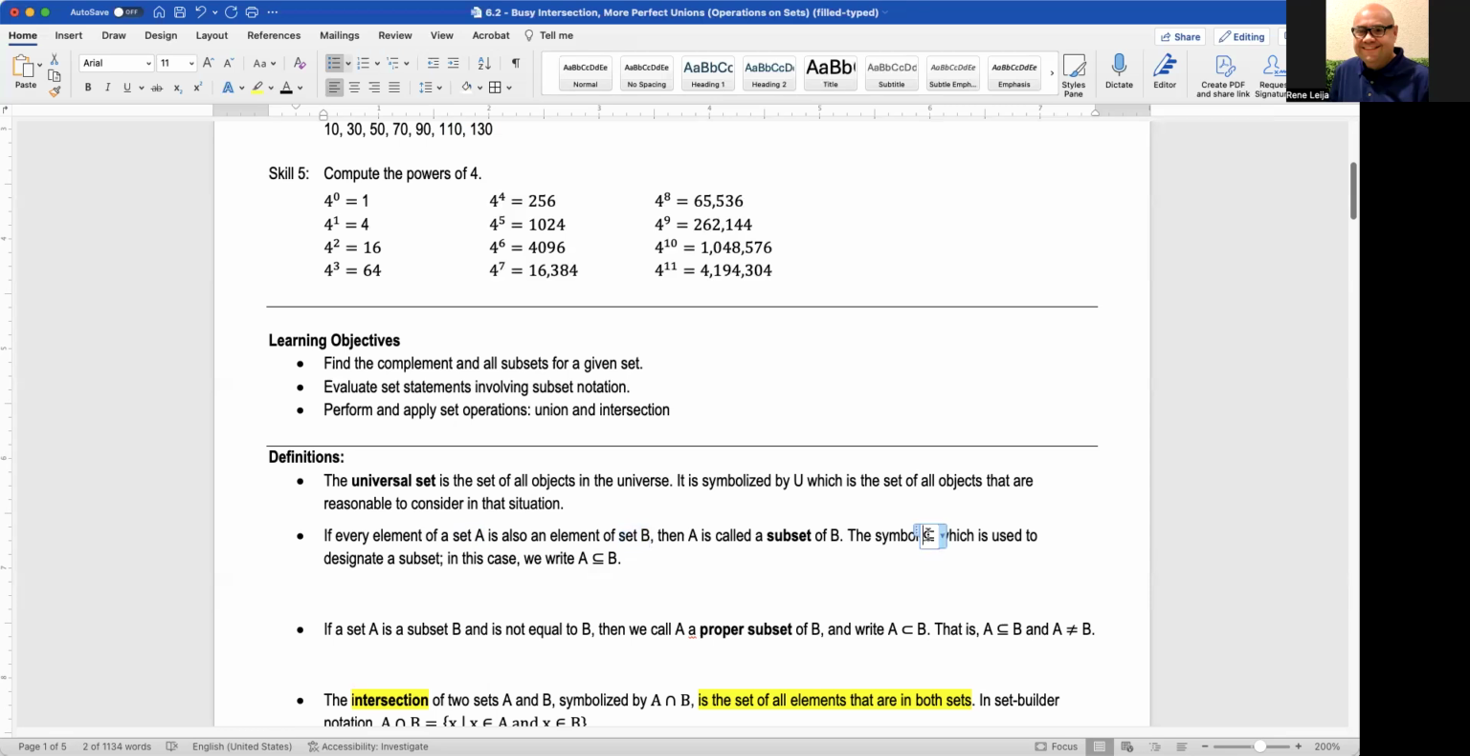Then we use this symbol, which is used to designate a subset, and we write it like this, and it's read that A is a subset of B.